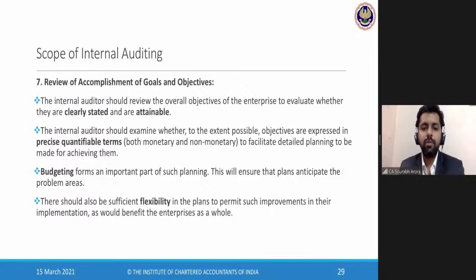Non-monetary terms could be to minimize the customer complaints, as the latest ad of Airtel is going that they need 0 complaints. For that, they've stopped their customer care services. They've stopped picking up the phone.